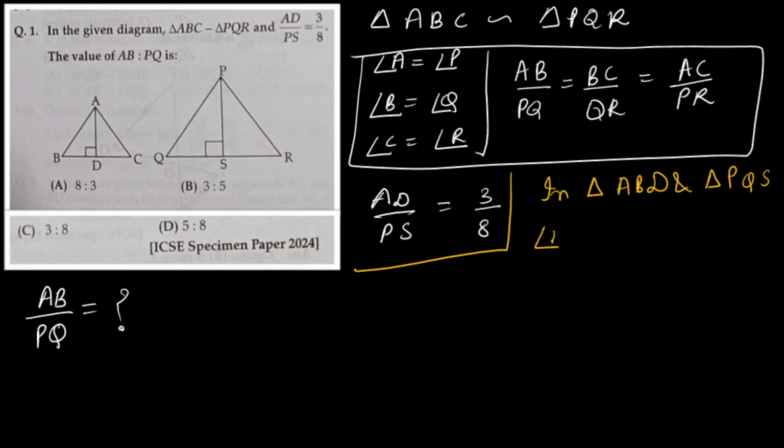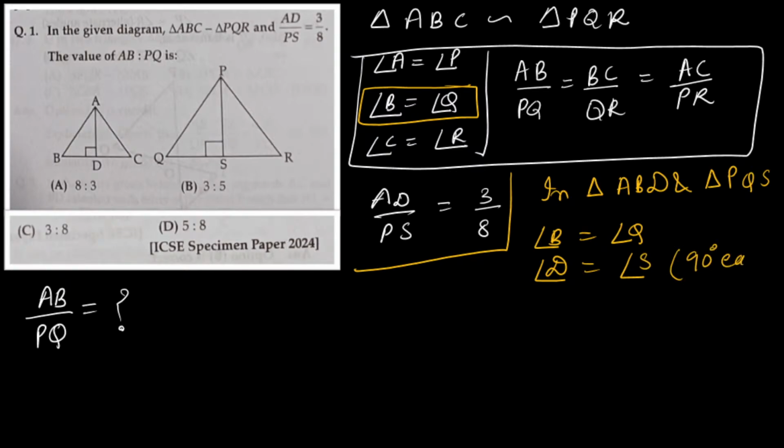We know angle B is equal to angle Q. How do we know this? It is given to us. See, the given things I have already written. Angle B is equal to angle Q. The other thing which is given to us, angle D is equal to angle S. Why are they equal? It's 90 degrees. So this is given to us.